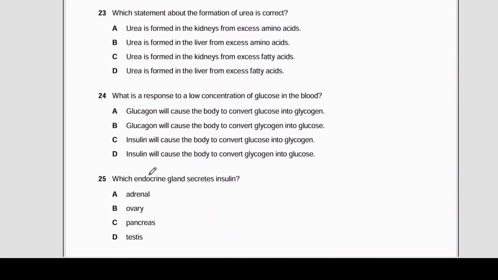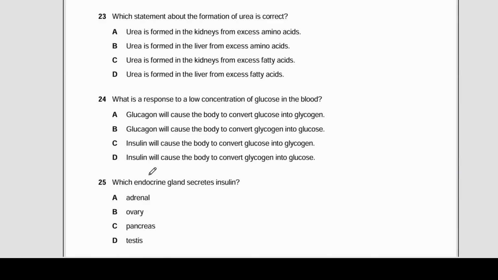Okay. Which statement about the formation of urea is correct? Urea is formed in the kidney? No. Urea is formed in the liver? Yes. From excess amino acids? Yes, this is deamination. So I guess this is the answer. Because D is not the answer, because it is not formed from fatty acids but from amino acids.